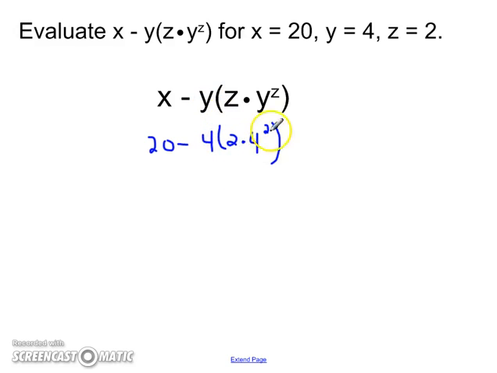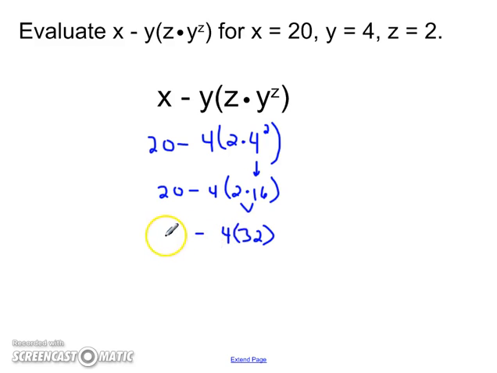So I start inside the parentheses, and I go multiply or exponent. Well, we know exponents come first, so 4 squared is 16. And I will bring down everything else that I haven't used yet. Still inside the parentheses, I've got 2 times 16, which is 32. Again, bringing down everything that I haven't used yet. Subtract or multiplication. Well, multiplication comes first in our order of operations. So in this particular case, we've got to do 4 times 32, which is 128.